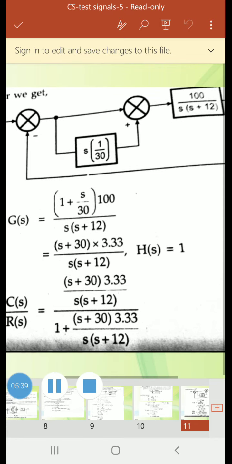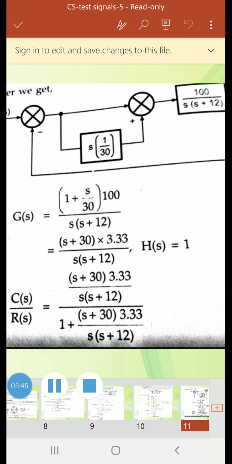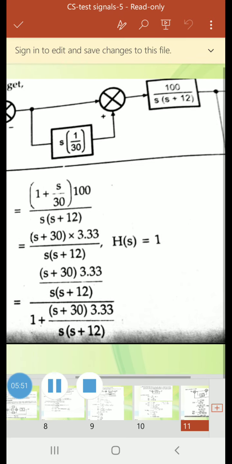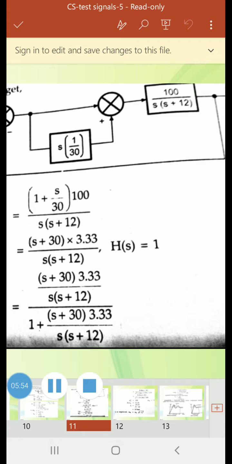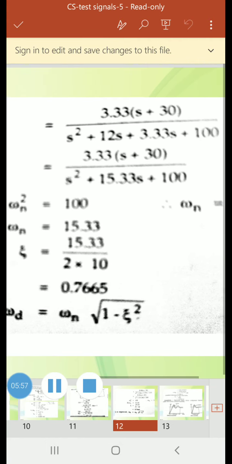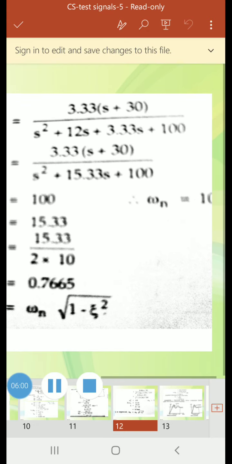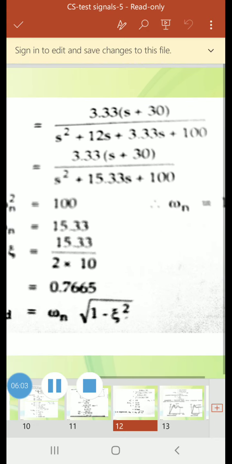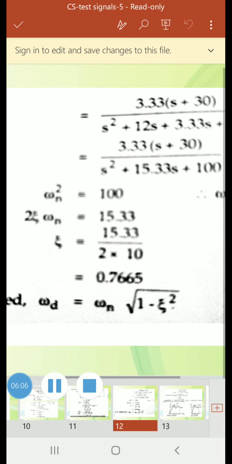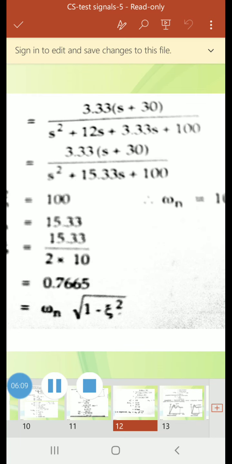So which will come equal to (s plus 30) into 3.33 by s into (s plus 12), divided by 1 plus (s plus 30) into 3.33 by s into (s plus 12). After making the arrangements and finding the simplified expression, we get C(s) by R(s) is equal to 3.33 into (s plus 30) by s square plus 12s plus 3.33s plus 100. So which will come 3.33 into (s plus 30) by s square plus 15.33s plus 100.